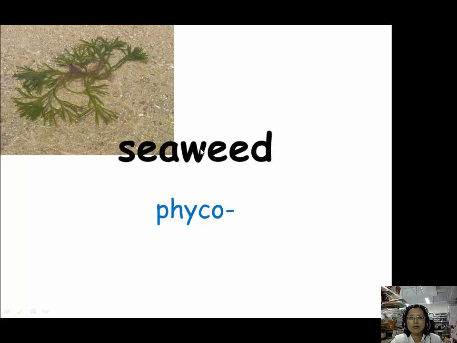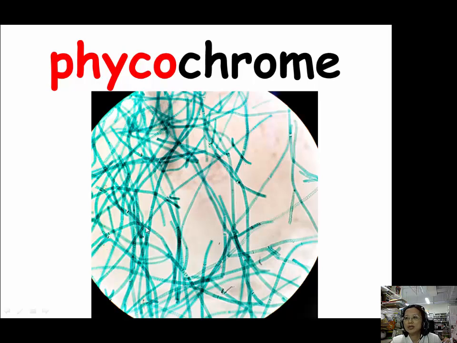For seaweed, when we want to talk about things related to seaweed, we could use this prefix, phyco, P-H-Y-C-O. And our example is phycochrome. Phyco is seaweed and chrome, C-H-R-O-M-E, we learned before, means color. So what's a seaweed color? Actually, phycochrome is a nickname for cyanobacteria, as we show in this picture.